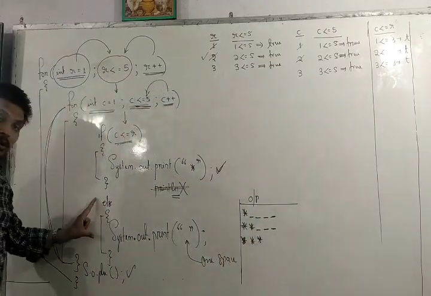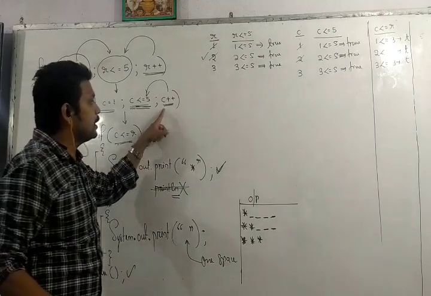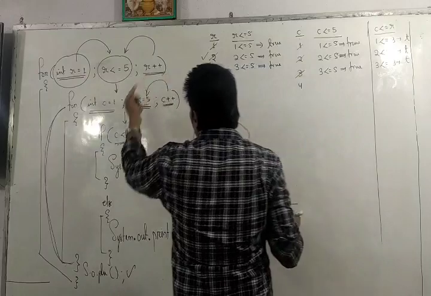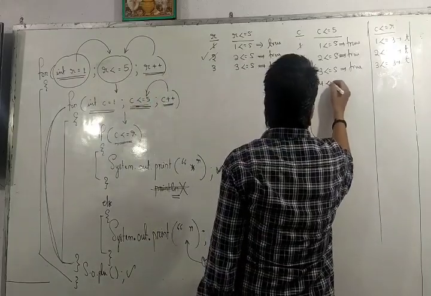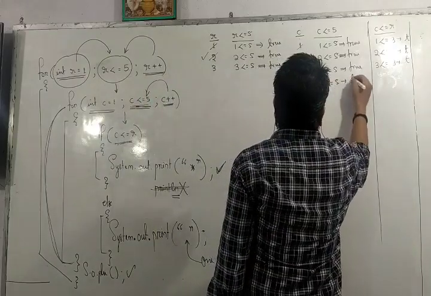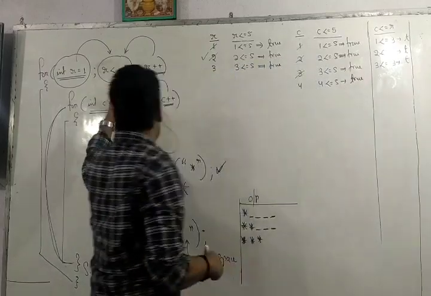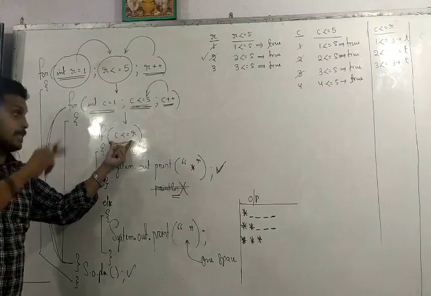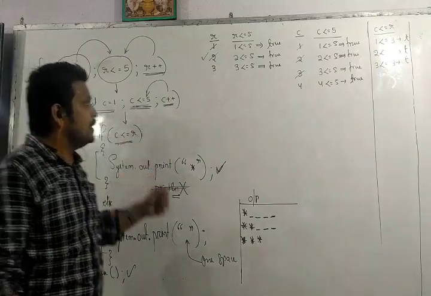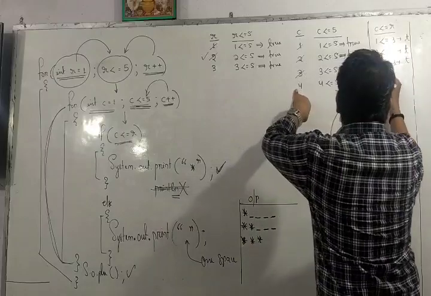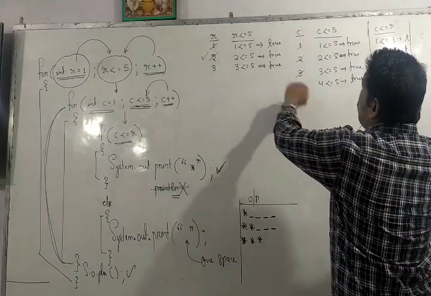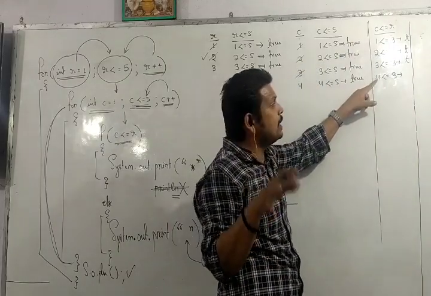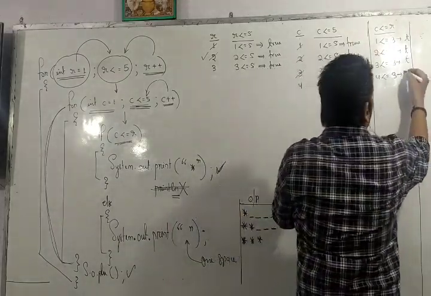Then the control will ignore the else part and go to the updation expression of inner for loop, that is C++ means it will be 4. 4 is less than equal to 5. Yes, the answer is true. If the answer is true, again the control will go within the body of inner for loop and check this condition, C less than equal to R. What is the value of C? 4. 4 is less than equal to R. R means 3. So 4 is less than 3? No. 4 is equal to 3? No. So we will get false.